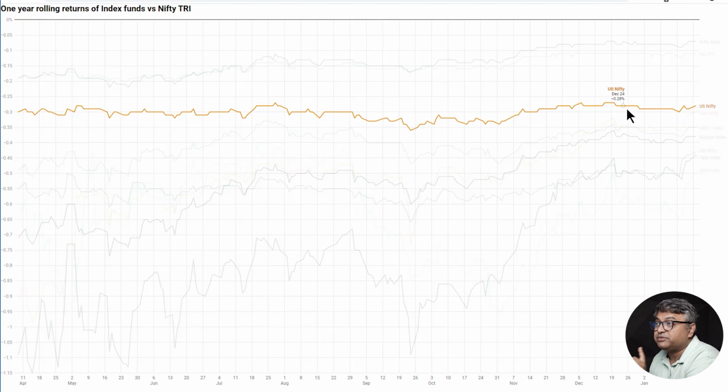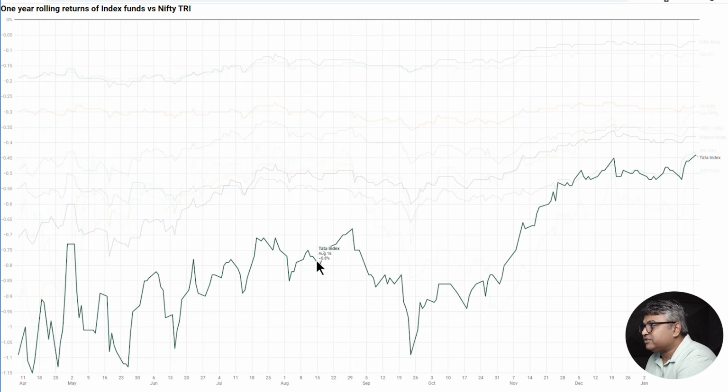Now remember, its expense ratio is 0.28%. It's now showing 0.28% as of the most recent date. But even if you looked about 6 months ago, it was only minus 0.3%. That means if the index gave you 10%, it gave you only 0.3% less. The Tata index fund has been as low as minus 1%. That means it was even 1% lower than the index.